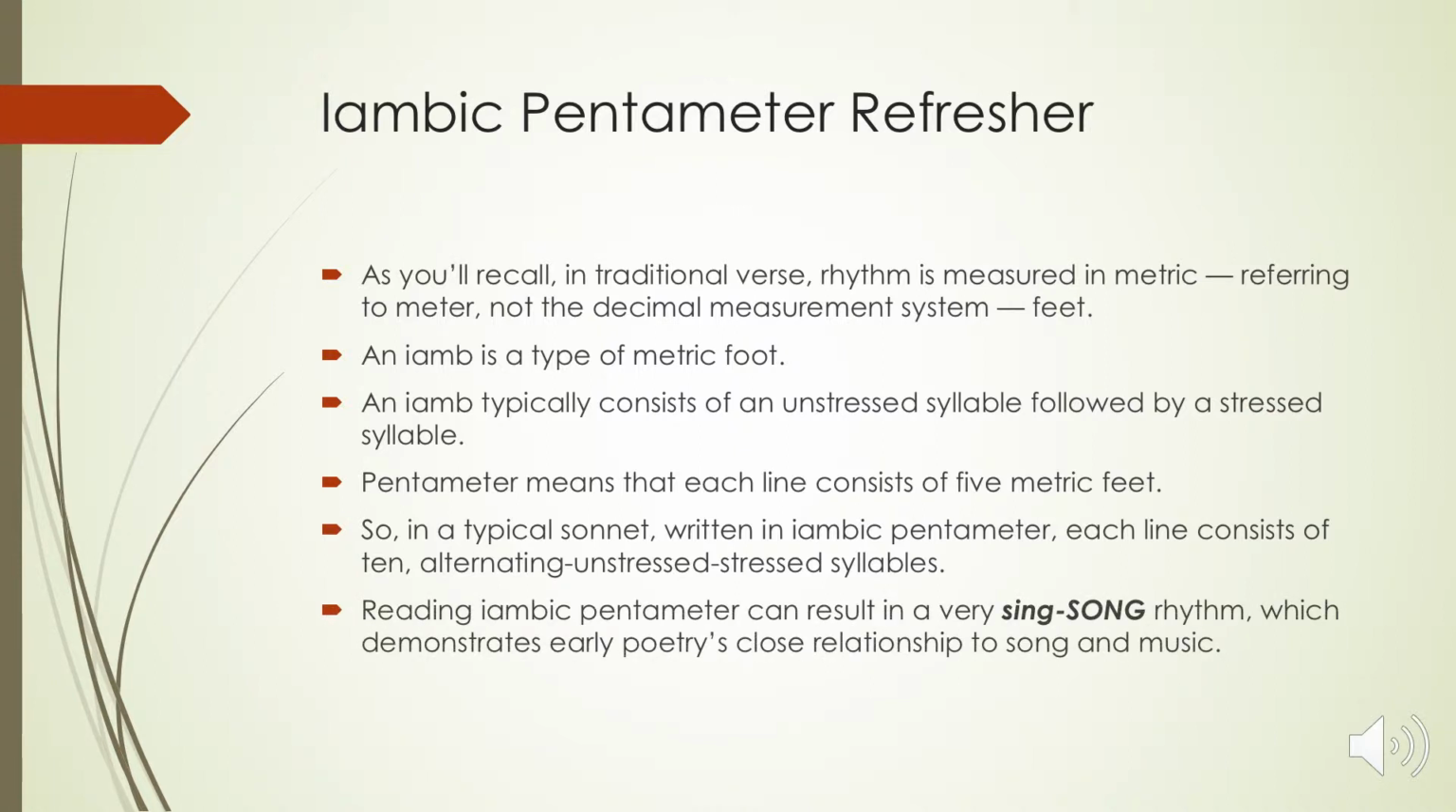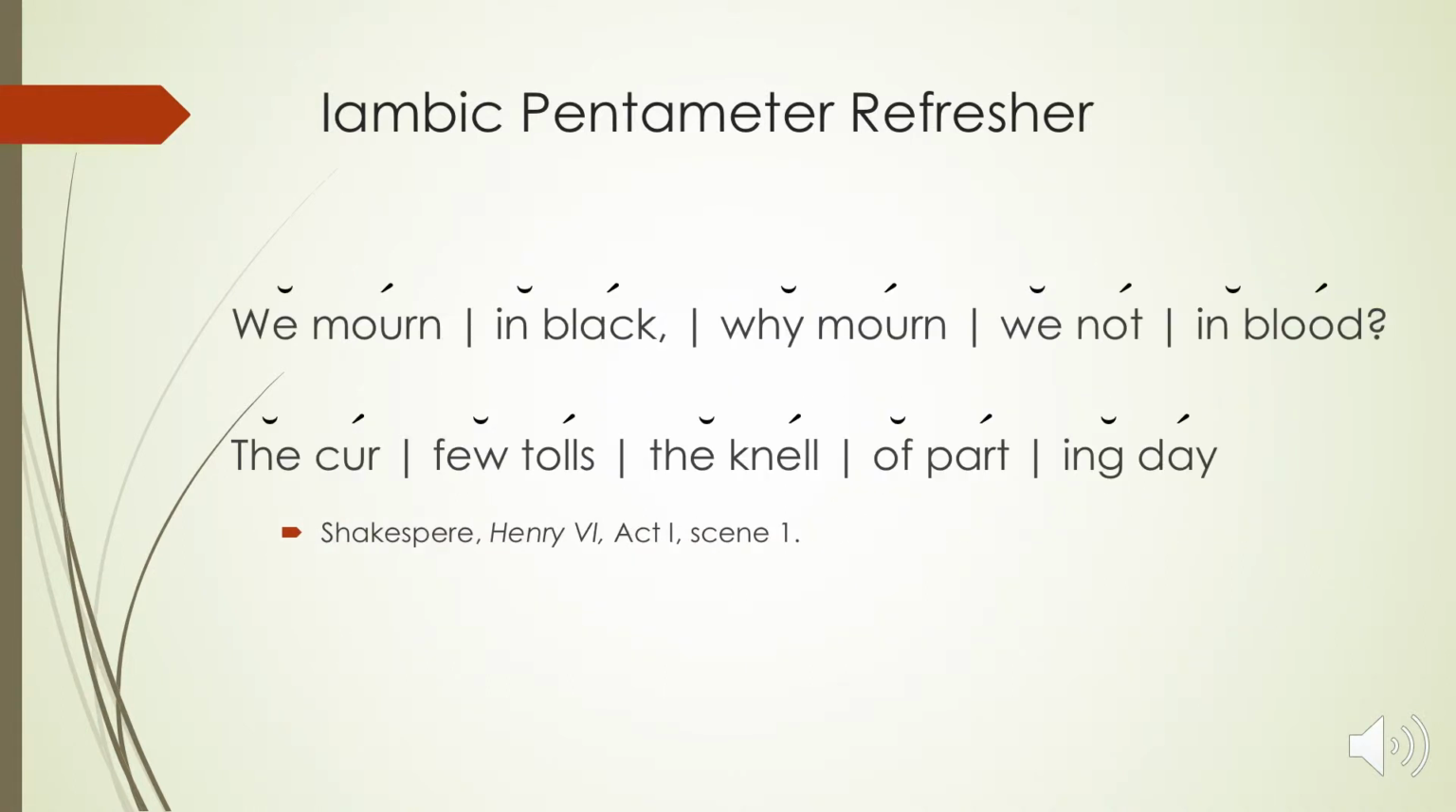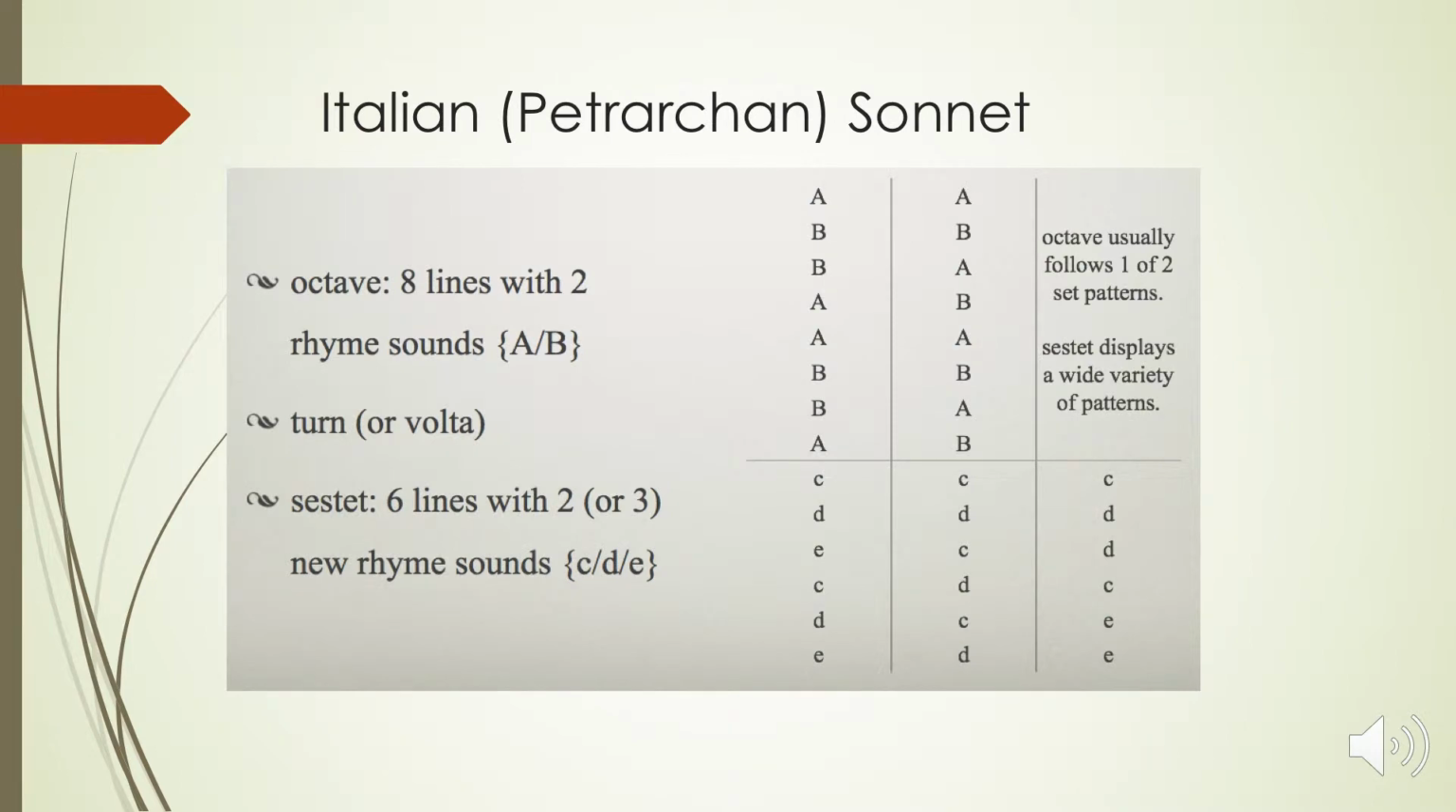Reading iambic pentameter can result in a very sing-song rhythm, which demonstrates early poetry's close relationship to song and music. "We mourn in black. Why mourn we not in blood? The curfew tolls the knell of parting day." This is an example from Shakespeare's Henry VI, Act 1, Scene 1, in which you can see how the iambic pentameter can result in such a voice.